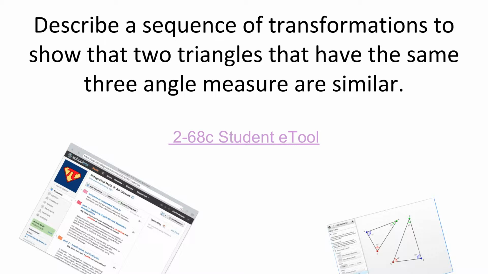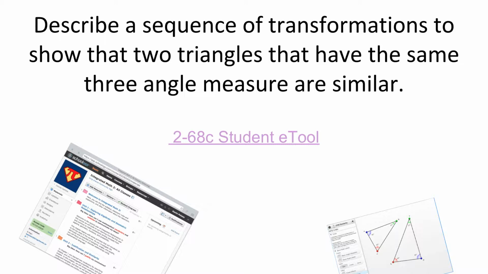This is going to be one of many screencasts that I'll be doing this year. This one is going to focus on problem 268, which is a continuation of what we did on the whiteboard. Except for this one, you want to describe a sequence of transformations to show that two triangles that have the same three angle measures are similar.